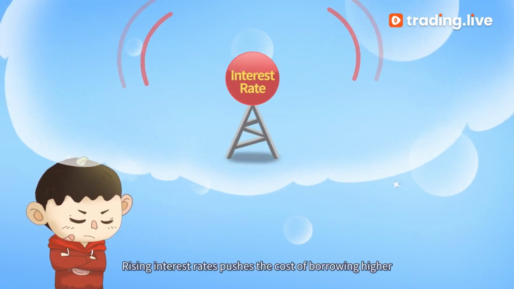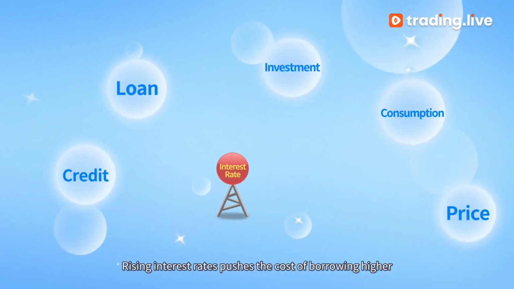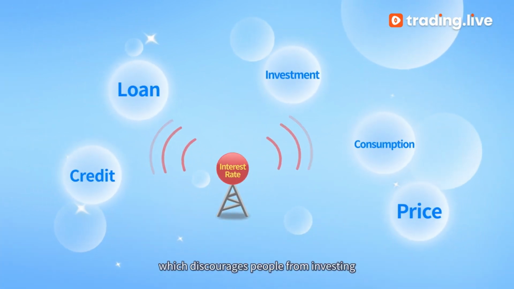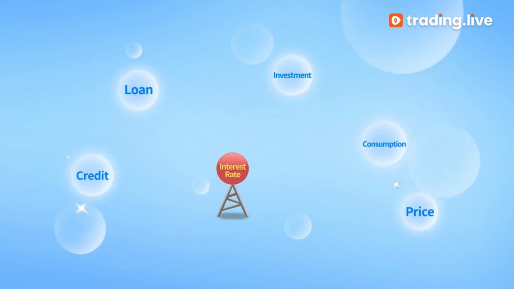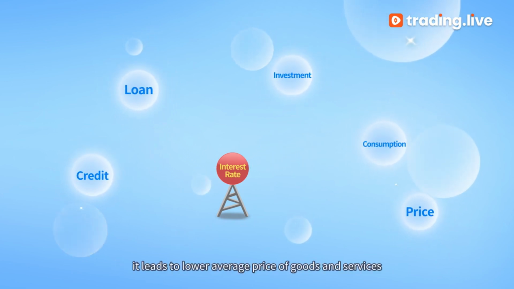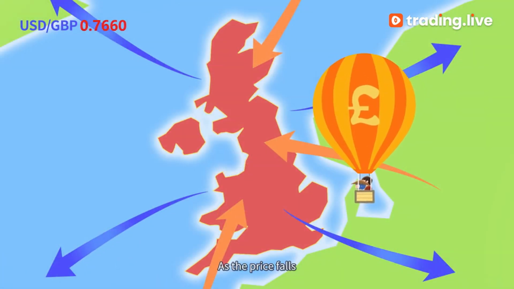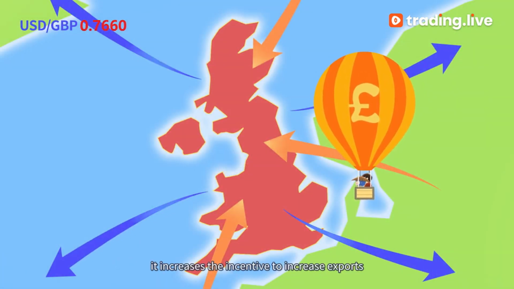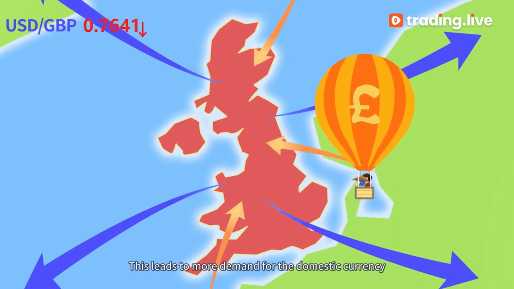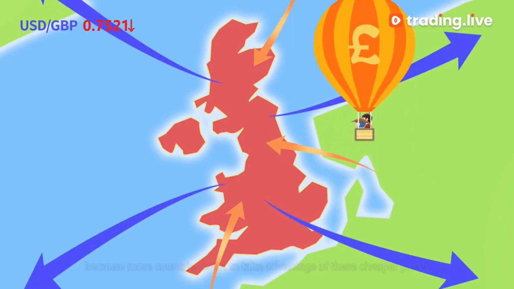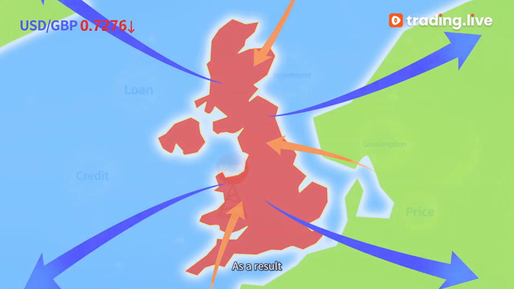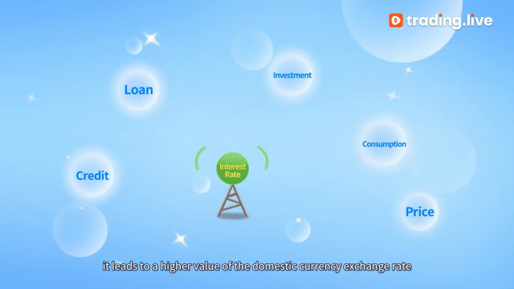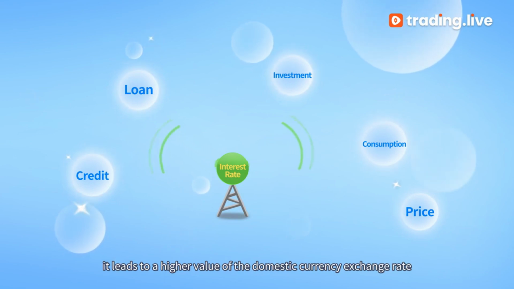Rising interest rates push the cost of borrowing higher, which discourages people from investing and spending money on goods and services. Subsequently, it leads to lower average price of goods and services. As the price falls, it increases the incentive to increase exports. This leads to more demand for the domestic currency because more countries want to take advantage of these cheaper prices. As a result, it leads to a higher value of the domestic currency exchange rate.